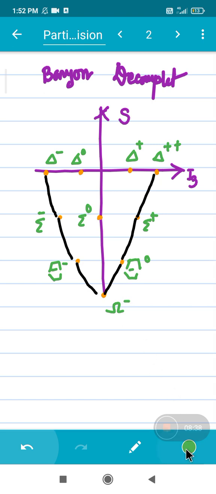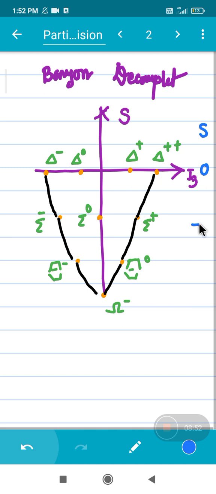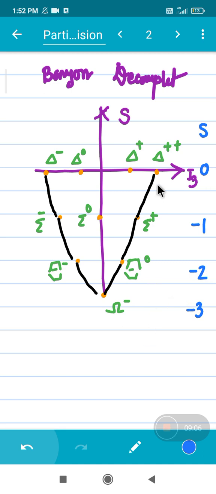Now I will write the strangeness values for this horizontal line. The strangeness will be 0. For this it will be -1, it will be -2, and it will be -3. And here the I3 value will be 3 by 2, half, and for this it will be minus half, and for this it will be minus 3 by 2.